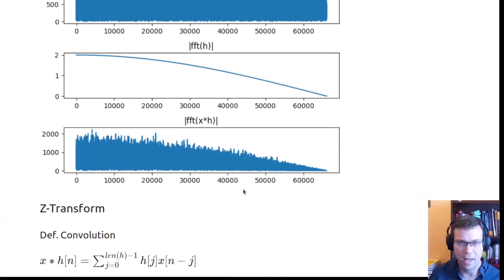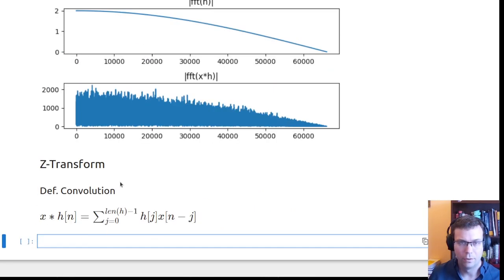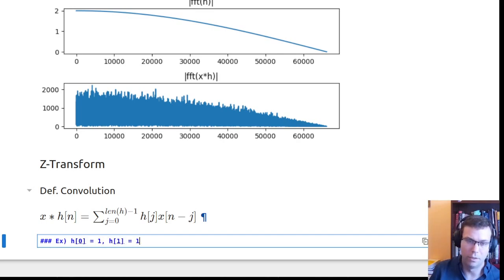Okay, so that's that. Now if I look at this particular example up here, this example of the simple low-pass filter, what I have is h0 equals 1 and h1 equals 1. That's it. Everything else is 0.